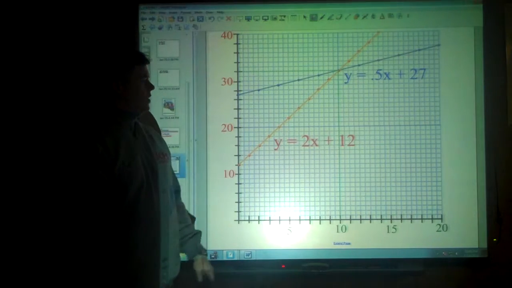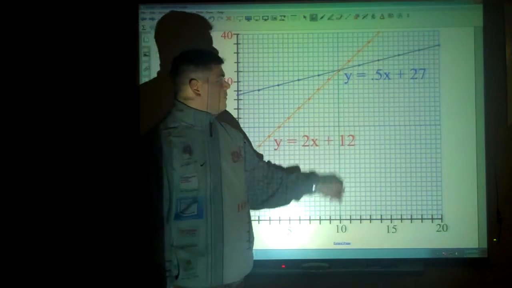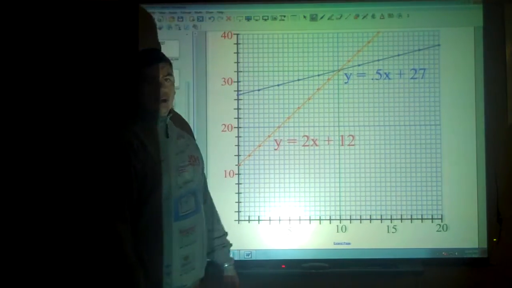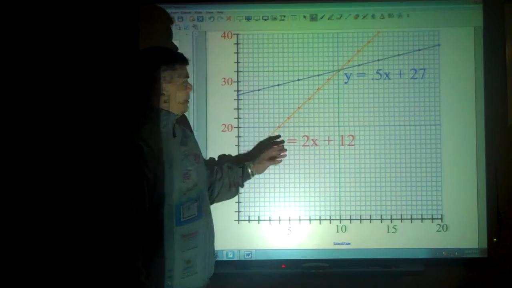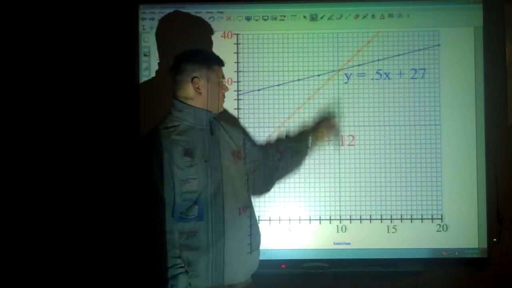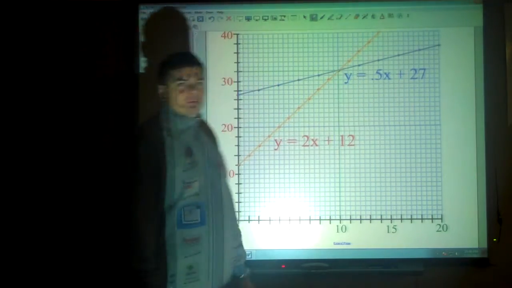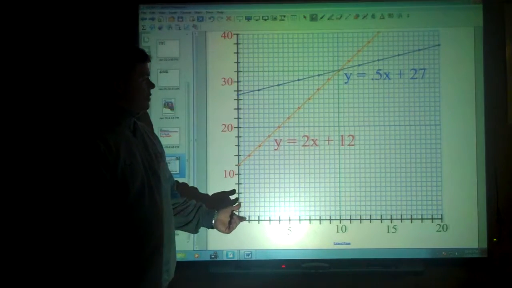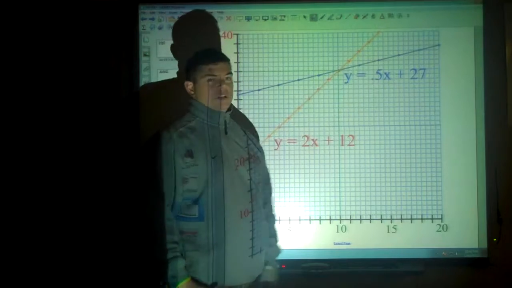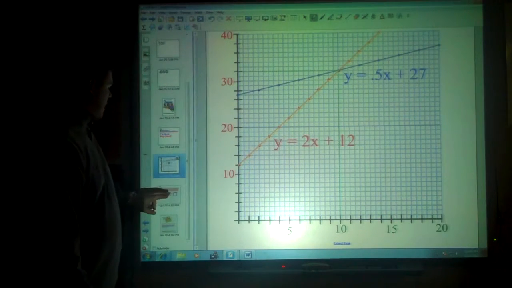It's exactly the same cost. 2 times 10 is 20, plus 12 is 32. Half of 10 is 5, 5 plus 27 is 32. So 10 hours online is going to be the same for either company. But after 10 hours, this company becomes more expensive because they're paying more per hour. Whereas this company is cheaper because it's only 50 cents per hour. So you need to make a decision. Is it something you're going to do a lot? Then you probably want to go with the more expensive company to start with. All right? So there's an example where we could use some graphs.